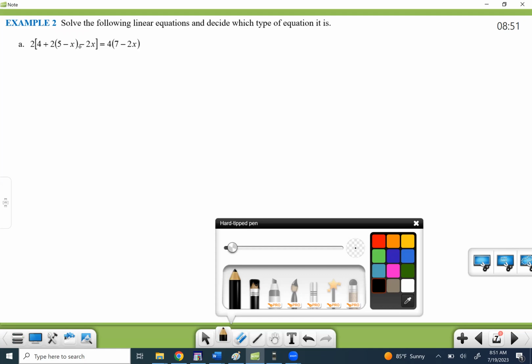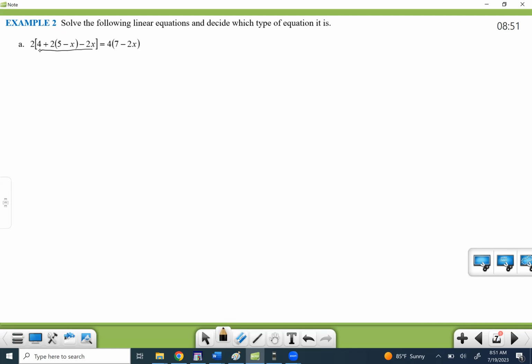So we're going to go to the inside and we're going to clean this up. So I'm still going to bring down my 2 bracket. Okay. But we're just going to clean up. And the only way I can see to clean up right now is to distribute this 2 in. So we've got 4 plus 2 times 5, which is 10. And a positive times a negative is a negative, and 2 times x is 2x. Now the parentheses are gone after we distribute, just like over here on the right-hand side. Once we distribute, the parentheses are going to go away, right? 4 times 7 is 28, and 4 times 2x is 8x.